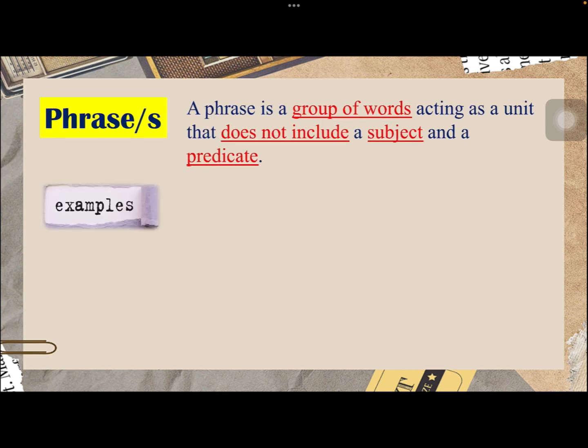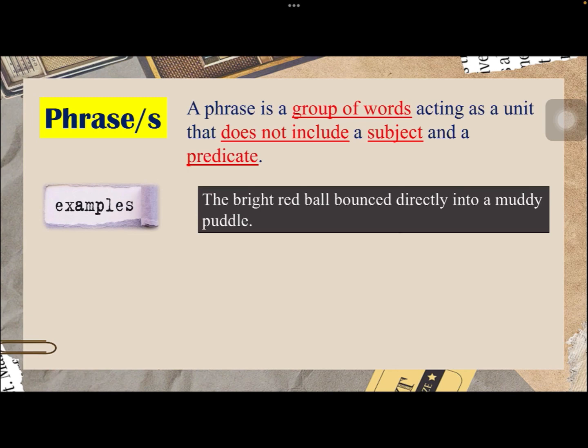Let's take a look at this example sentence. The bright red ball bounced directly into a muddy puddle. How many phrases do you think we can find here? First phrase is the bright red ball, and this is a noun phrase. Another phrase is a muddy puddle, and this is also a noun phrase. Both are noun phrases since they start with the articles the and a. Without these articles, they are adjective phrases.